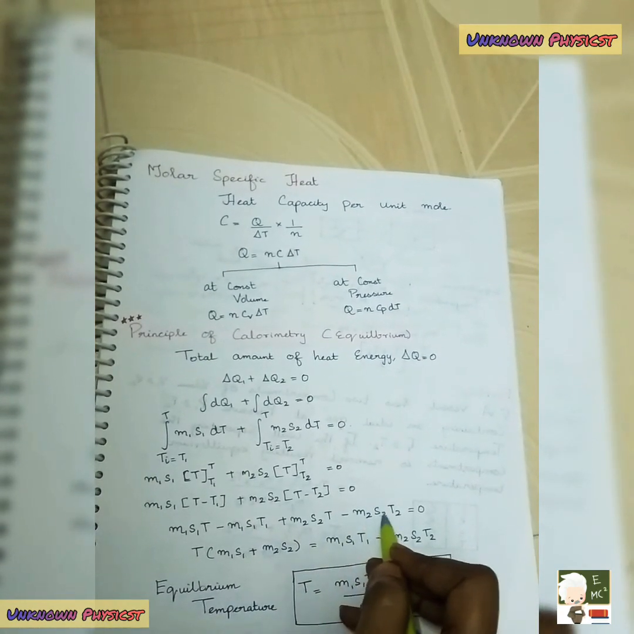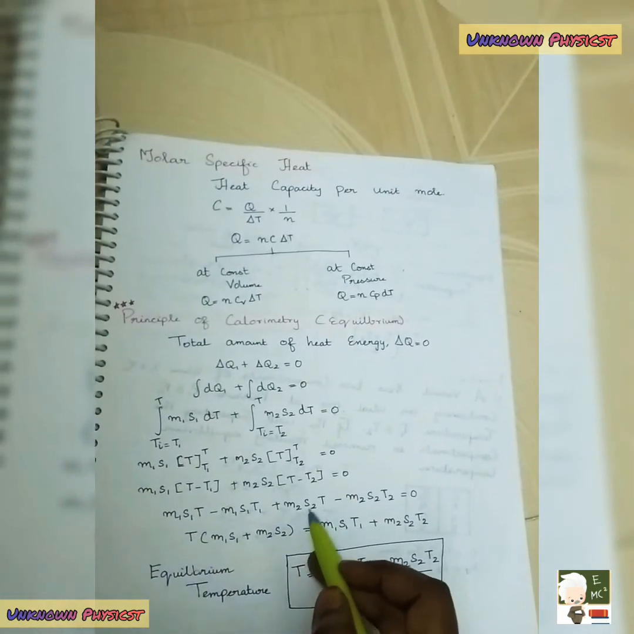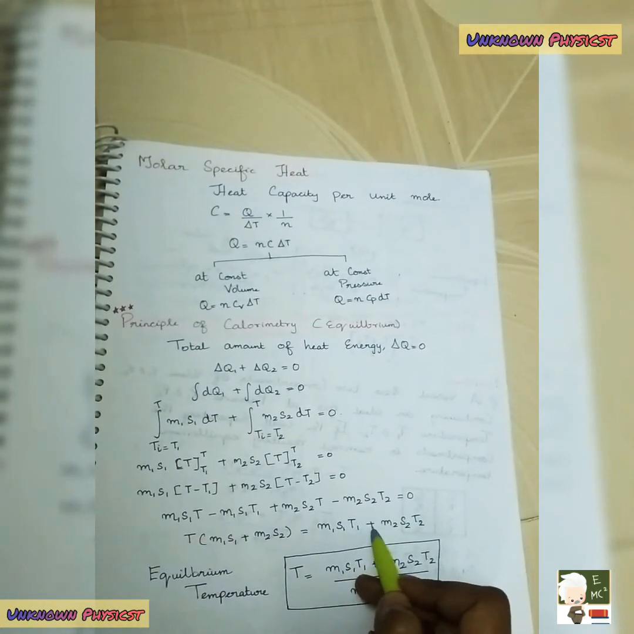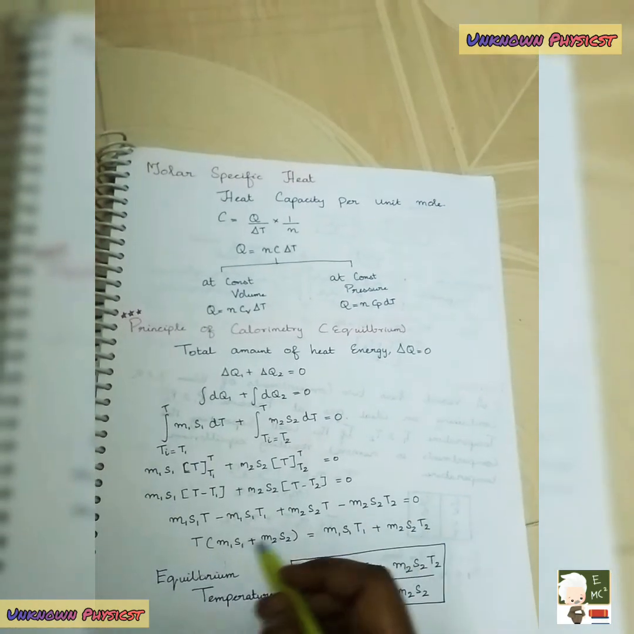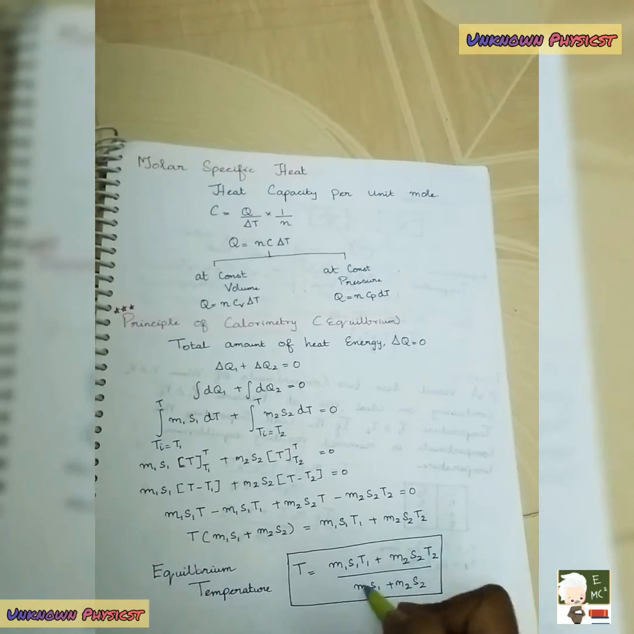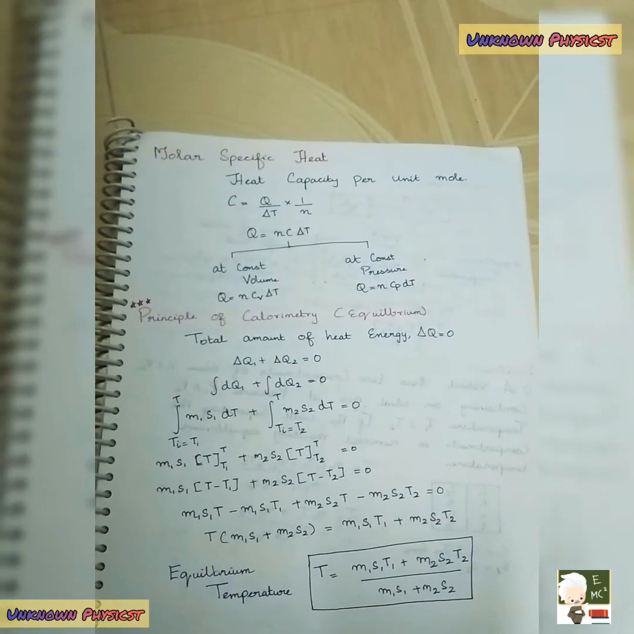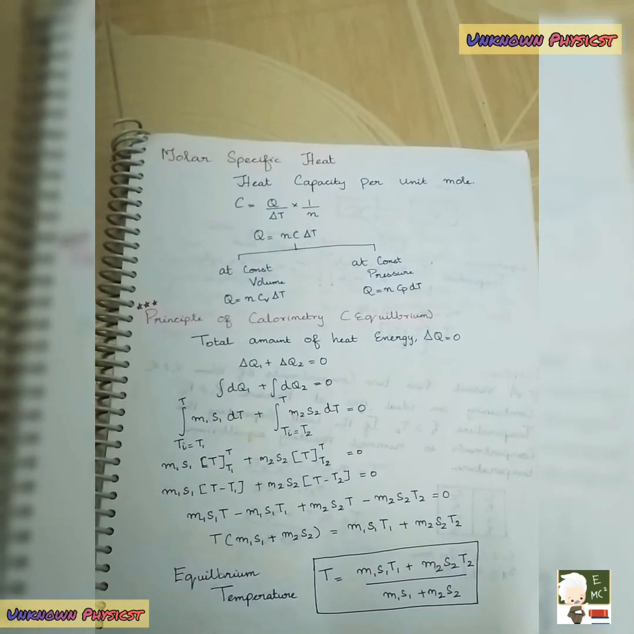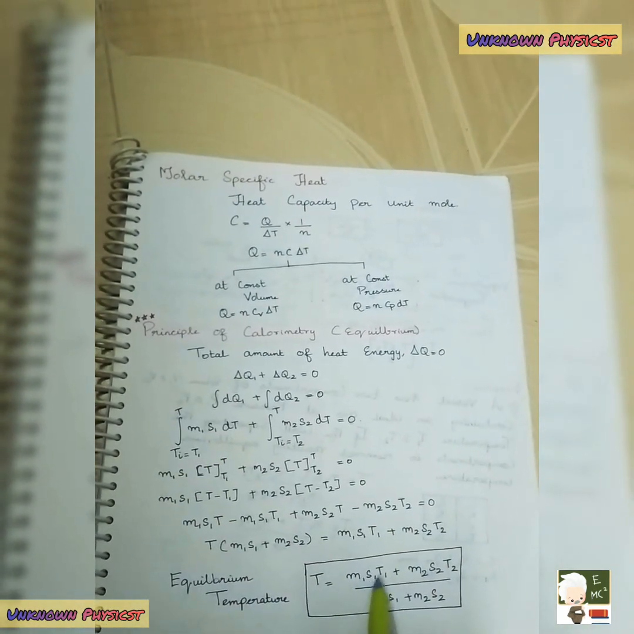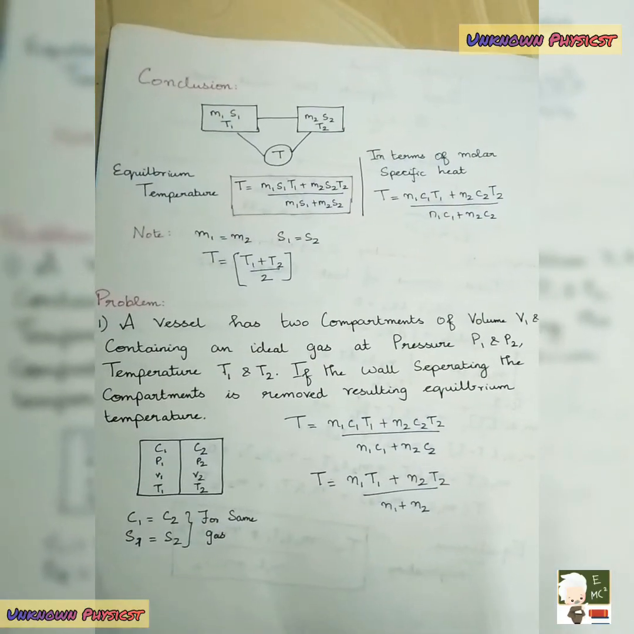So T into (m1 s1 plus m2 s2) will be equal to m1 s1 T1 plus m2 s2 T2. So the equilibrium temperature at last we get, T is equal to (m1 s1 T1 plus m2 s2 T2) divided by (m1 s1 plus m2 s2). So whenever two bodies of different mass and different specific heat combine at temperatures T1 and T2, we get the equilibrium temperature T is equal to (m1 s1 T1 plus m2 s2 T2) by (m1 s1 plus m2 s2).